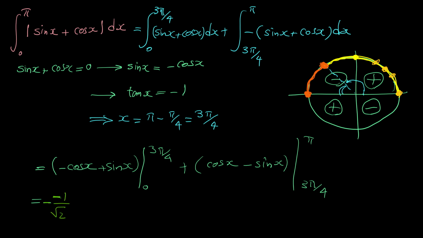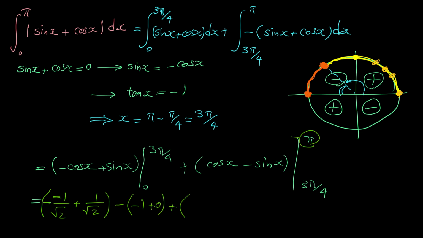Now we have to plug in 3 pi over 4 in the sine. Sine of 3 pi over 4 is 1 over radical 2. In the second quadrant, sine is positive, and sine of 3 pi over 4 is like sine of pi over 4, which is 1 over radical 2. Now we plug in 0. Minus, if we plug in 0, we have negative cosine of 0. But cosine of 0 is 1.